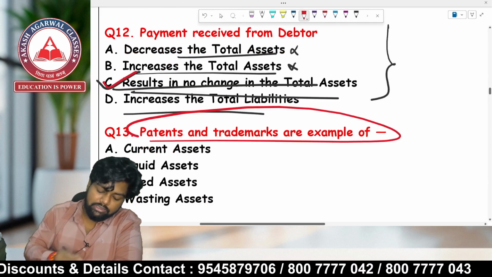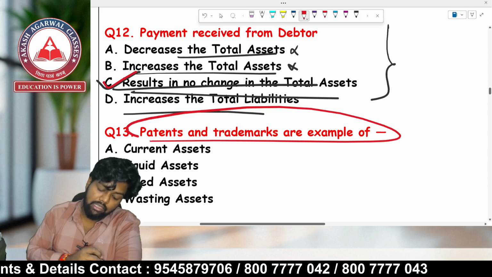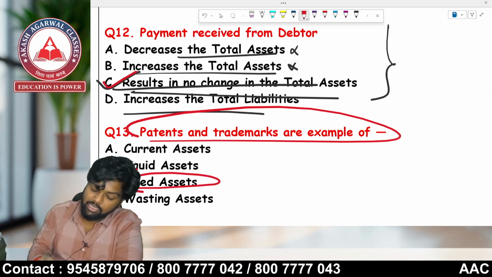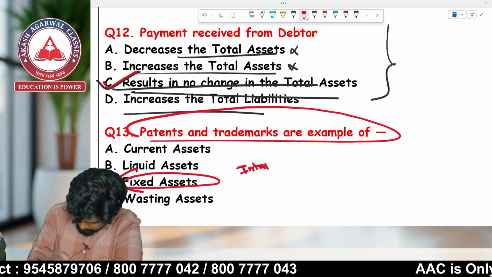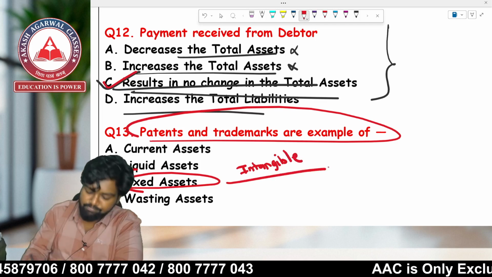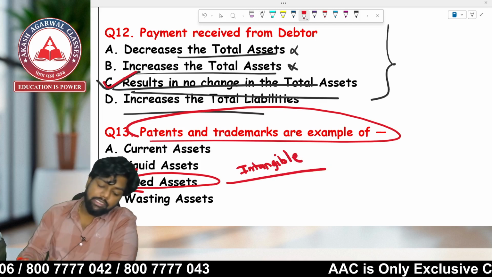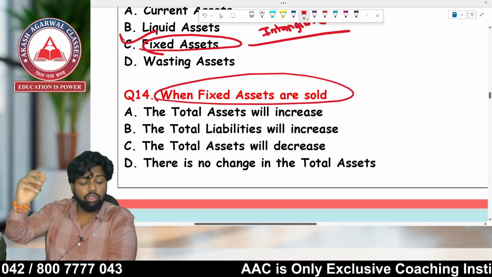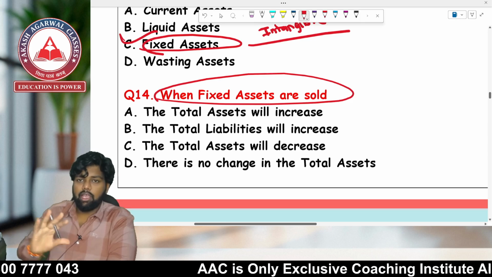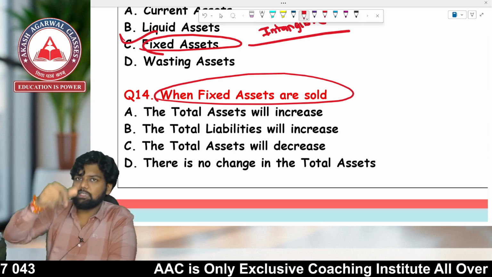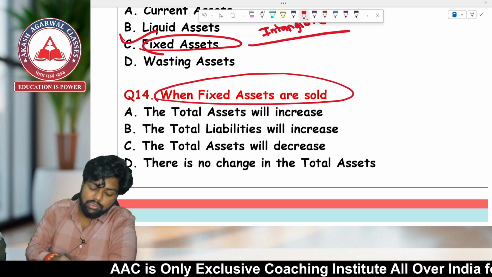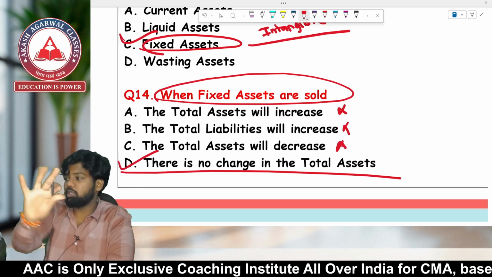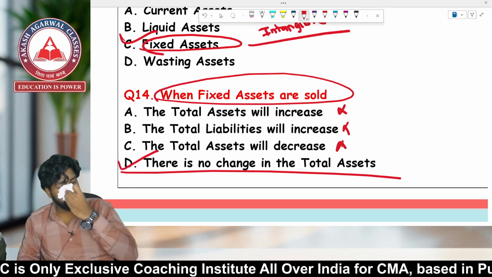Patents and trademarks are example of which asset? Patents and trademarks are example of fixed asset. They are intangible in nature. When fixed assets are sold, you will be receiving money and the asset is going. So asset will be decreasing and asset will be increasing. There is no change in the asset. Option 1, 2, 3, none of them is correct. Option D is correct.